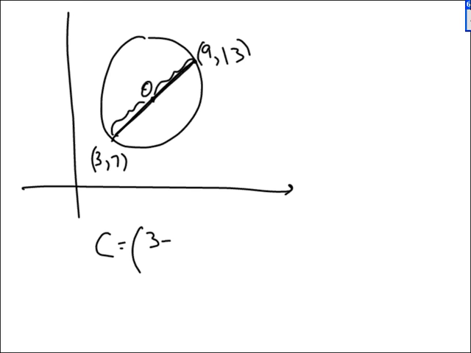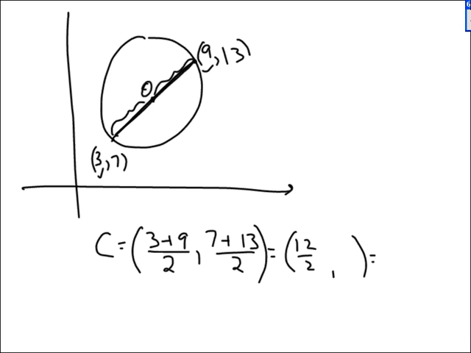Well, so what you do to find the midpoint is you add up the two x's and divide by 2, and add up the y's and divide by 2. 3 plus 9 were the x's. When I add them up, I get 12, divided by 2, that, of course, is 6. And when I add up the y's, I get 20. When I divide that by 2, I get 10. So now I know where the center is. The center is at (6, 10). So given two endpoints of a diameter, you should be able to find the center.